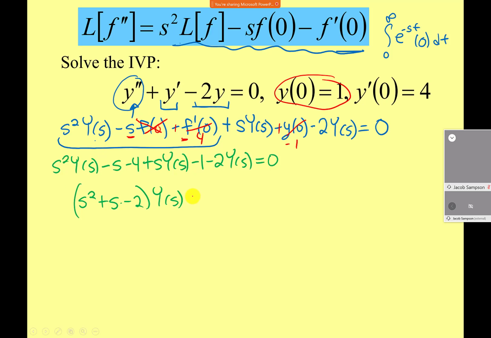And then I'm going to move the other terms to the other side, so that's going to become s plus 5. So I moved this negative s over, and then I had negative 4 minus 1, which is negative 5, and I moved that over to the other side. So I'm algebraically getting y of s by itself, and you can see it's almost by itself. And so now I can just divide by that s stuff. So I'm going to divide by s squared plus s minus 2. Now y of s is by itself.